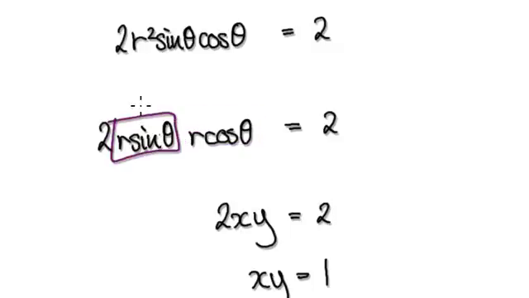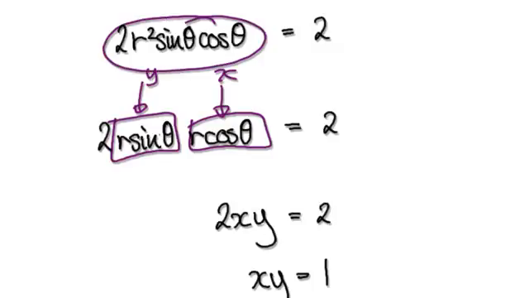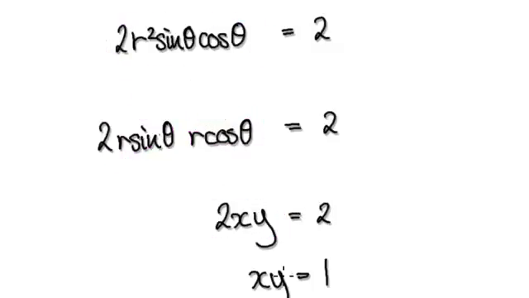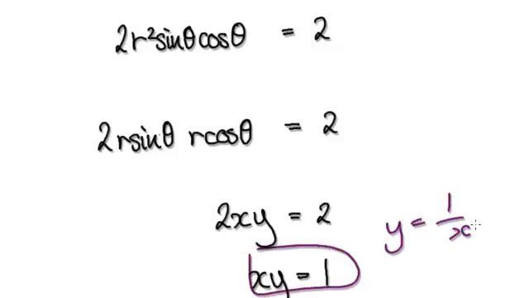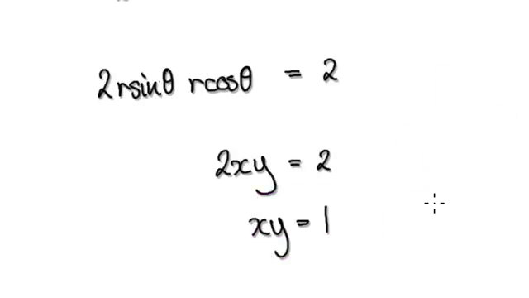So the minute you see this block, this is really y. The minute you see this, this is really x. So this whole thing here will then become this. Divide both sides by 2. That will then give you this. So y is 1 over x, which is this, right? So next one.